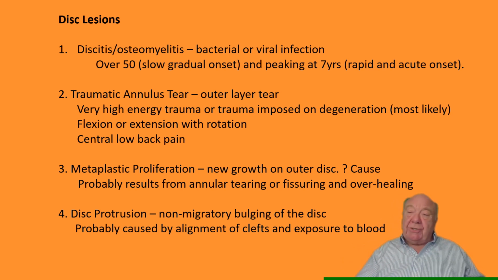Metaplastic proliferation is a relatively recent discovery. It started when they started biopsying the material that was external to the disc, which was considered extrusions, and it was found that this was new collagen. So this is new growth on the outside of the disc. Quite possibly it is caused by an annular tear, a traumatic annular tear, or a semi-traumatic annular tear. And basically you get overhealing. So you just get the equivalent of a keloid on the outside of the disc.